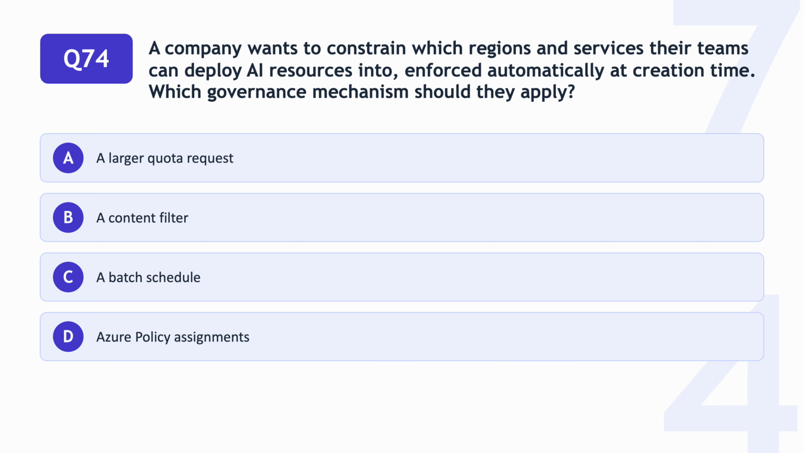Question 74. A company wants to constrain which regions and services their teams can deploy AI resources into, enforced automatically at creation time. Which governance mechanism should they apply? A. A larger quota request. B. A content filter. C. A batch schedule. D. Azure Policy assignments.